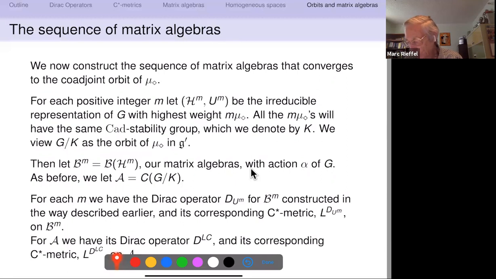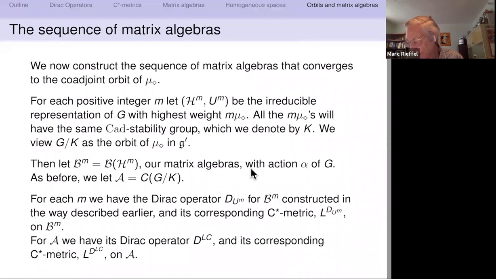And for each m, we then have the Dirac operator D_{U^m} constructed exactly as we had done before, and we have their corresponding C star metrics L on each of these algebras, and for A we have its Dirac operator. We can say Levi-Civita, or I could have used another one anyway. The point is that we have the corresponding C star metric on A, and it doesn't matter which of the three Dirac operators we've used; they all give the same metric.